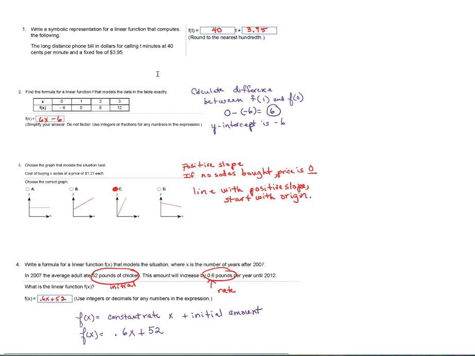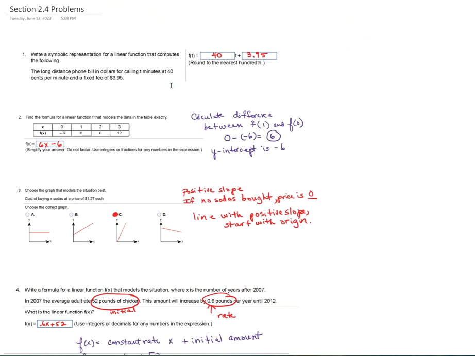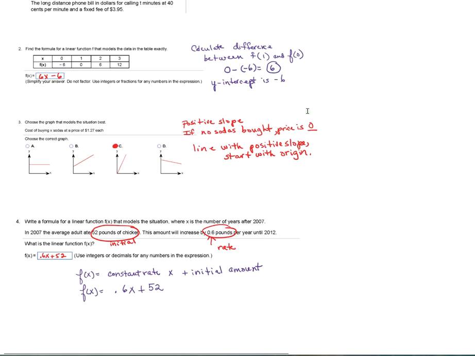All right, number 1, write a symbolic representation for the function that computes the long-distance phone bill in dollars for calling T minutes at 40 cents per minute with a fixed fee of $3.95. So $3.95 is our y-intercept. That's our fixed amount. That's going to go here. And our slope, our rate is 40 cents per minute. So that would be 40, and there's a t representing the minute. So you just put the numbers in like that.